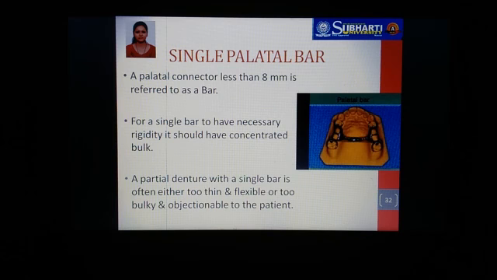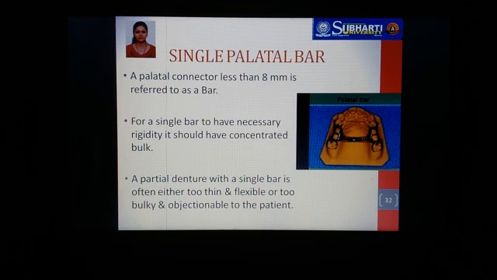Next is the anterior posterior palatal bars. So these are bars, that means their dimension will be less than 8 millimeters, and anterior and posterior, it will be present anteriorly as well as posteriorly. The rest of the function, location and characteristics are similar to the anterior and posterior palatal strap. The only difference is in the dimension.